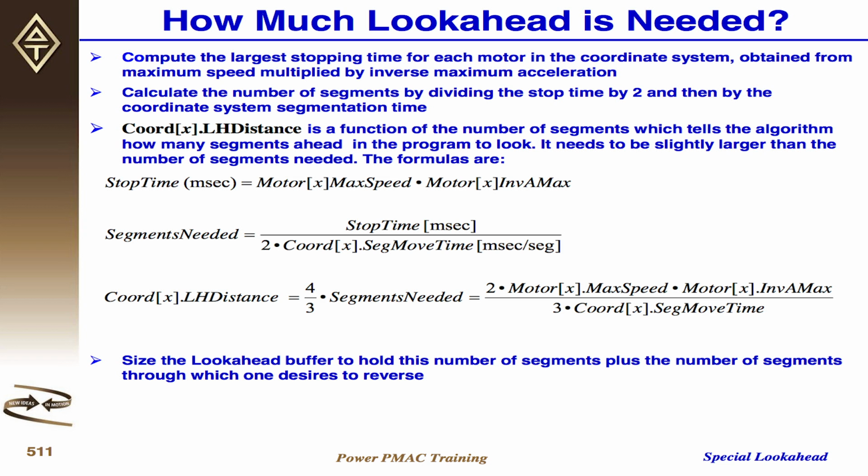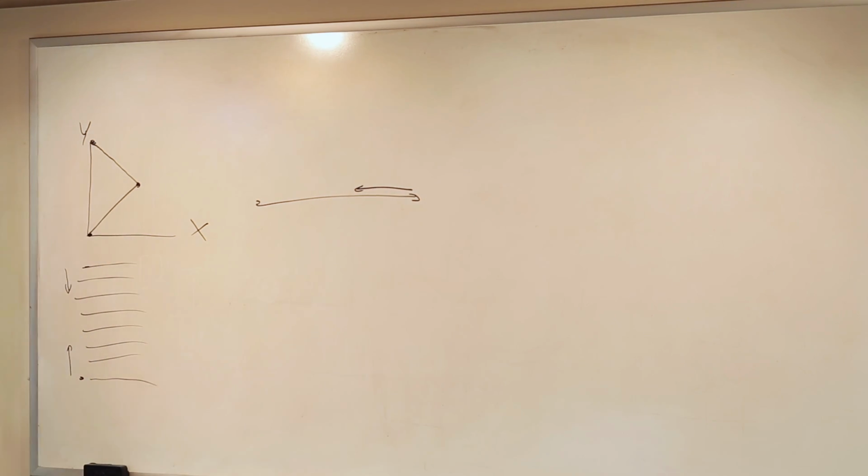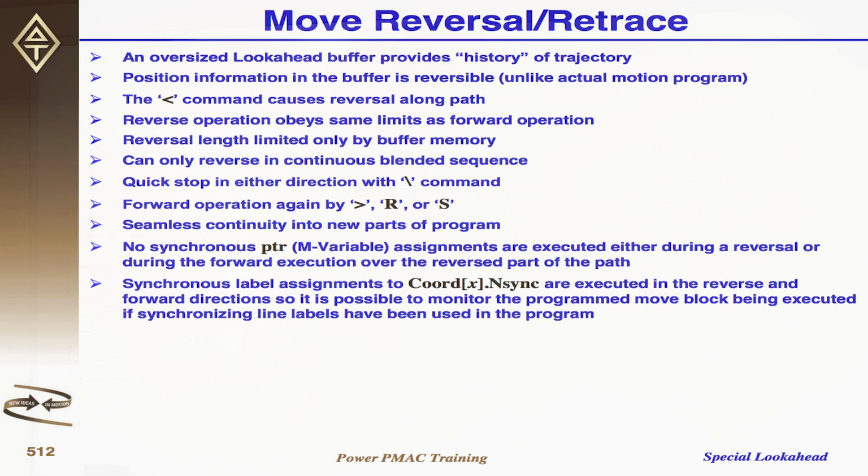Size the lookahead buffer to hold this number of segments plus the number of segments through which one desires to reverse. So if you go in this direction, and if you want to come back, you want to have the retracing ability, then you need to add a reversal buffer. An oversized lookahead buffer provides history of the trajectory. Position information in the buffer is reversible, unlike the motion program.